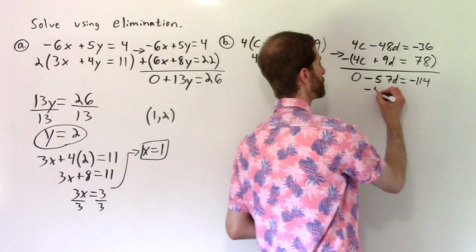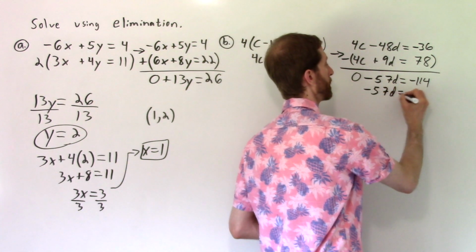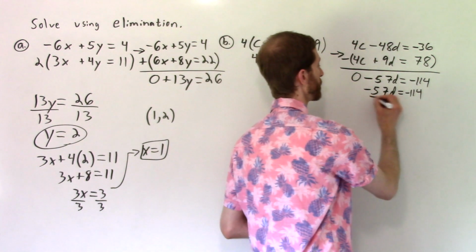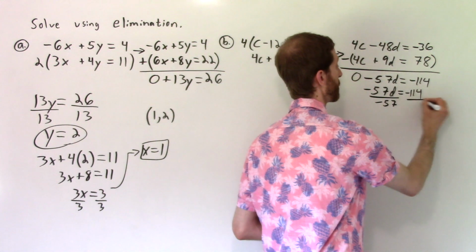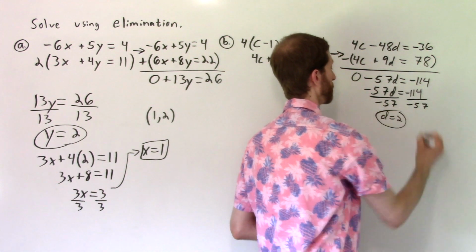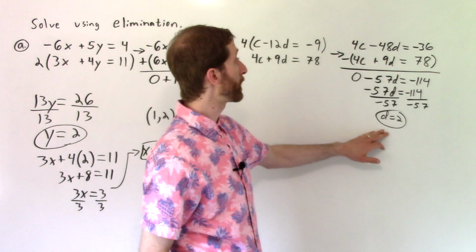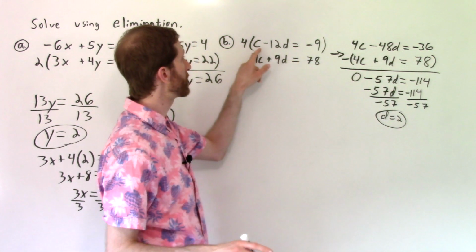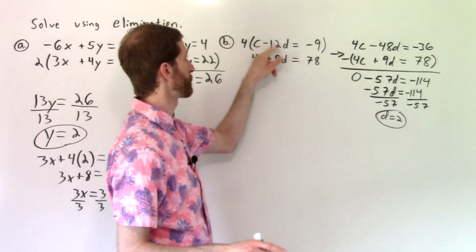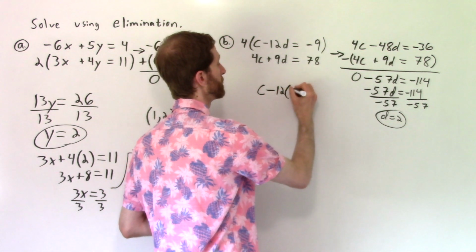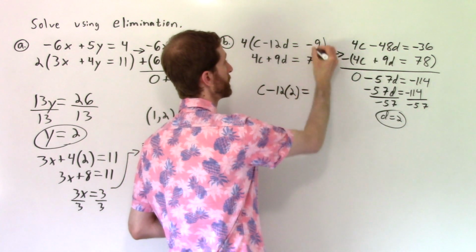So we get negative 57 times d is equal to negative 114. Divide both sides by negative 57 like we know how, and that's actually a nice number. You get that d is equal to 2. Last but not least, we're going to plug 2 into one of the original equations, one of these two. I actually think this equation's easier because the numbers are smaller. So I've got c minus 12 times d, which is 2, is equal to negative 9.